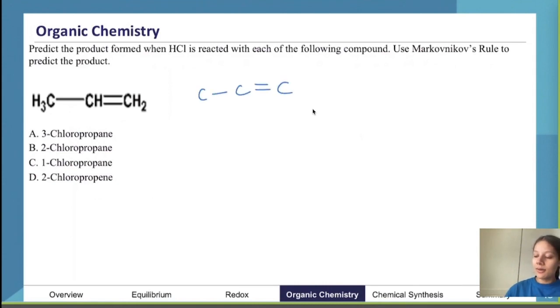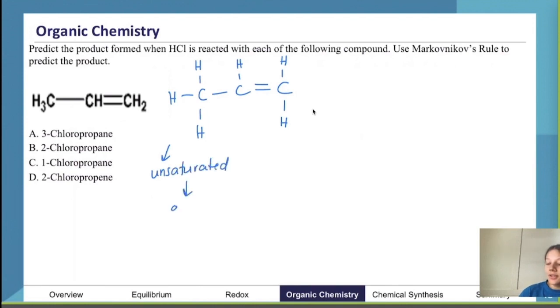So here we have an alkene. We have propene here. Now, if we add HCl, because this is an unsaturated compound, meaning that we have that double bond in there, it's going to undergo an addition reaction. Because of that double bond, we can break the double bond, turn it into a single bond, and that gives us space on the molecule to be able to add in extra atoms.